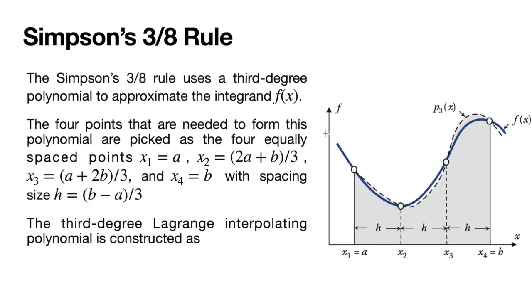So on the similar note we have Simpson's 3 by 8 rule. The main difference here is that instead of using a second degree polynomial, we are using a third degree polynomial between a and b.